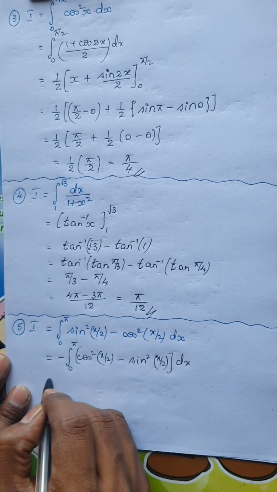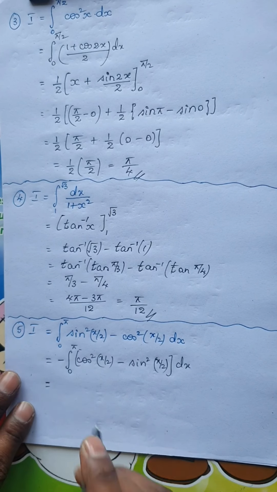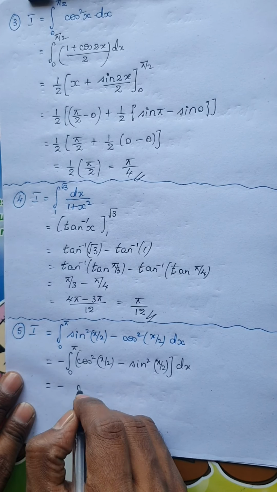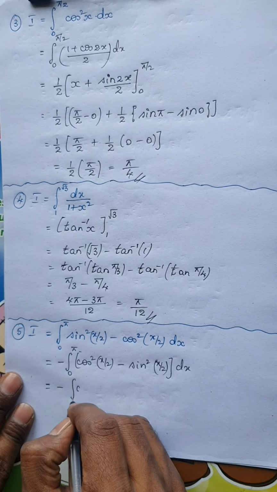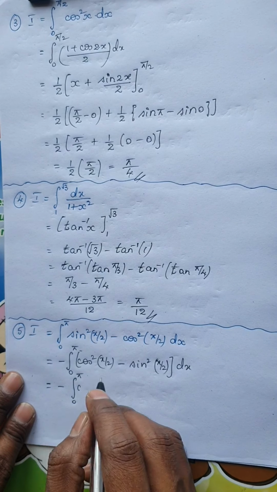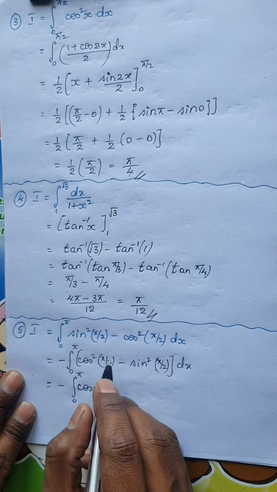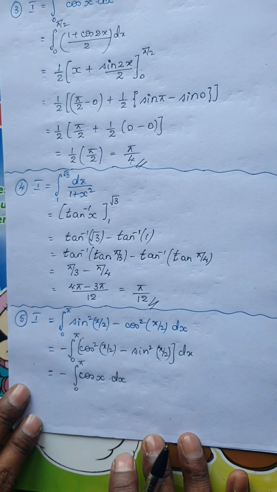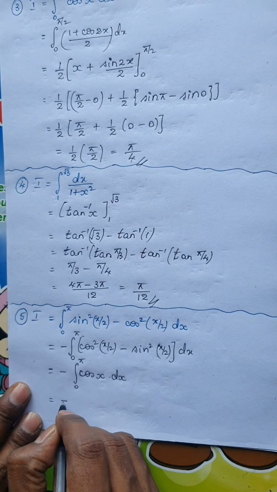Now this is nothing but of the form cos square theta minus sin square theta, that is nothing but cos 2 theta. So this is nothing but 0 to pi would be the limit as it is. So cos 2 times x by 2 would be just simply x. This is integrated with respect to x. Okay, so this is nothing but minus as it is.